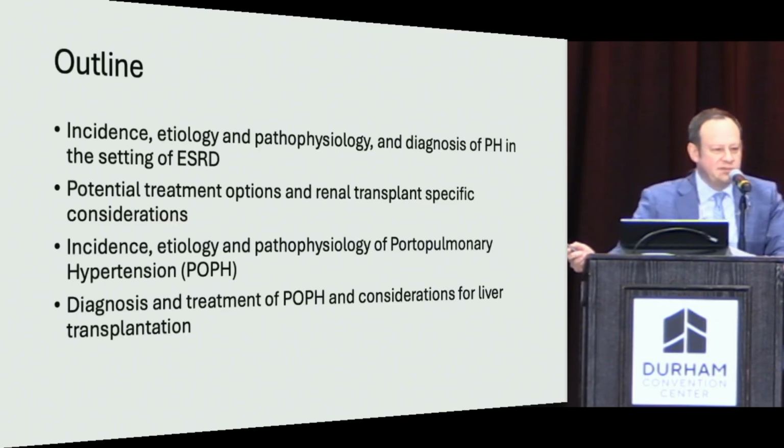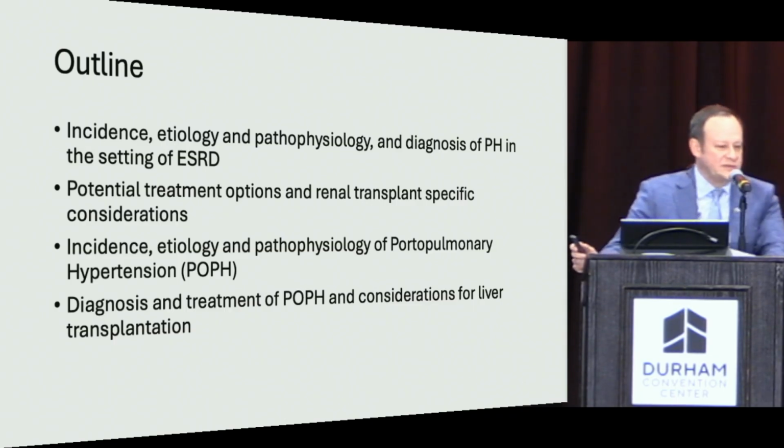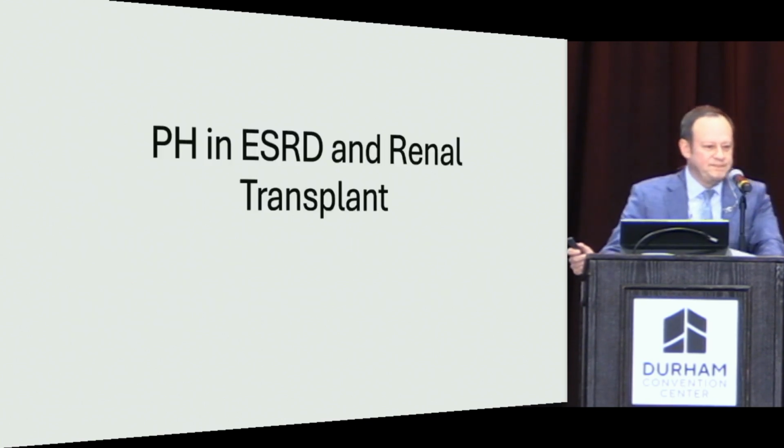All right, so what I'd like to discuss is the incidence, etiology, and pathophysiology, and then how we diagnose pulmonary hypertension in the setting of end-stage renal disease specifically. We won't focus too much on chronic kidney disease before stage 5 end-stage renal disease, as well as discuss some of the potential treatment options. A hint, there aren't many. What are some of the renal transplant specific considerations in this population? Similarly, we'll talk about the incidence, etiology, and pathophysiology of portopulmonary hypertension and how we diagnose and treat that entity, and what some of the considerations around hepatic transplantation are for those patients.